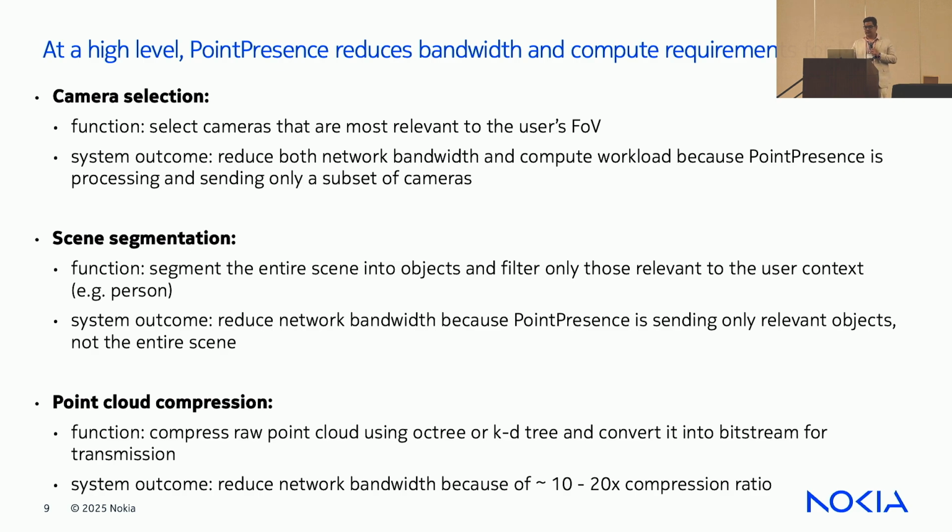The last one is point cloud compression, because raw point clouds can be huge. We need an algorithm to compress the point cloud using an octree or KD-tree, convert it to a bitstream, and then send it over the network. It can reduce the network bandwidth requirement by 10 to 20 times.